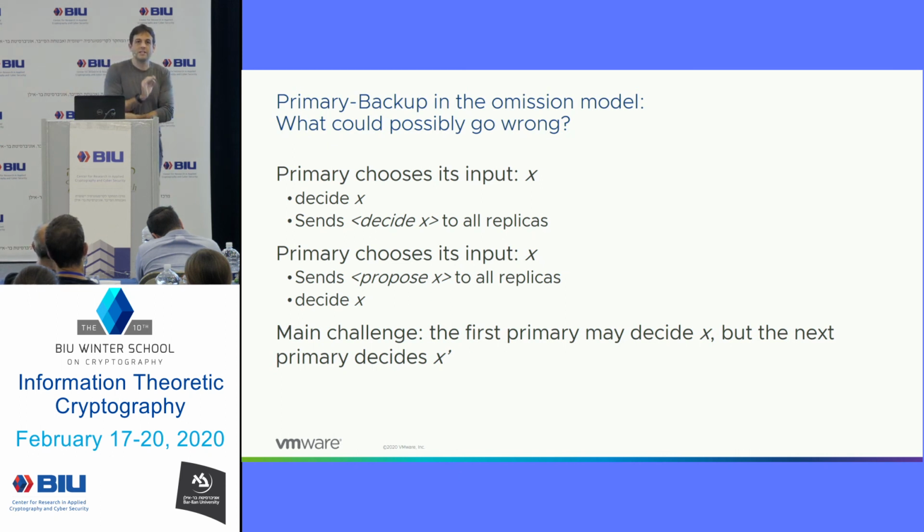And the core challenge that we need to deal with is exactly this problem of what happens if the primary decides on a value, and then because it has failed, a new primary has to make sure that it's deciding the same value that the old primary decided upon. So this is kind of our goal.